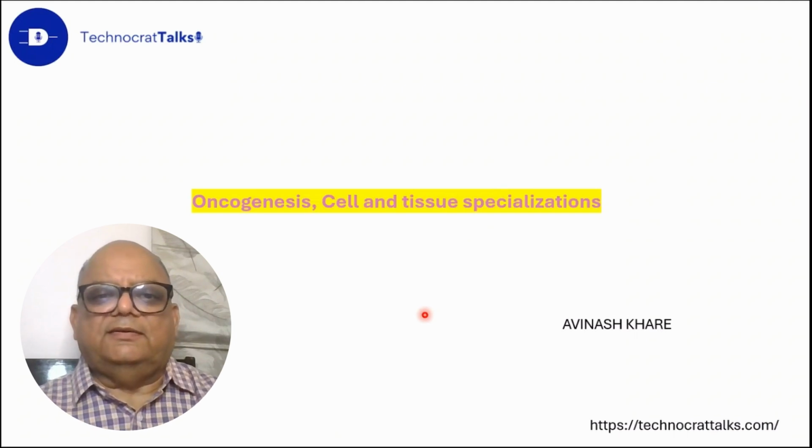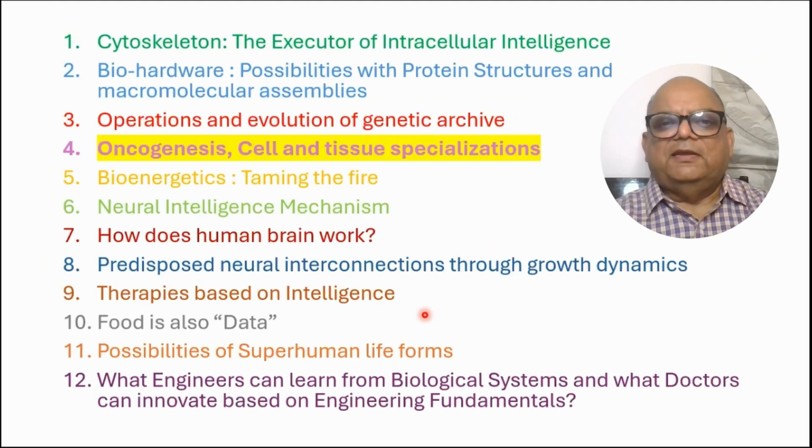Today's topic is oncogenesis, cell and tissue specialization. Of course, oncogenesis is a bad word. It means cheating on the cell intelligence and somehow hoodwinking it to produce the wrong type of cells. And of course, viruses do make the cells generate the wrong kind of proteins as well. So, how can one cheat the cell intelligence? And of course, how does the normal intelligence of the cell work for differentiation into various kinds of tissues? Now, this is the fourth talk in this series of 12.